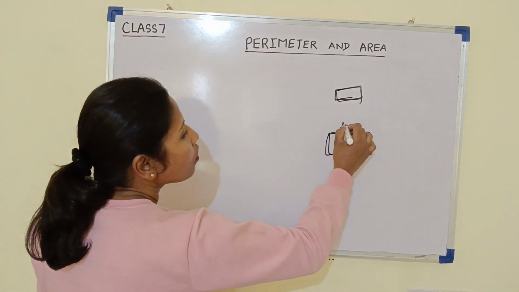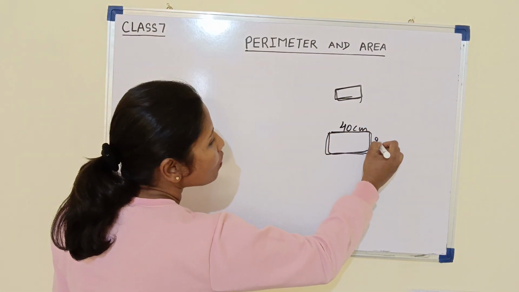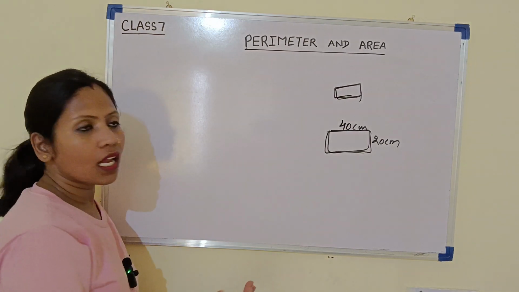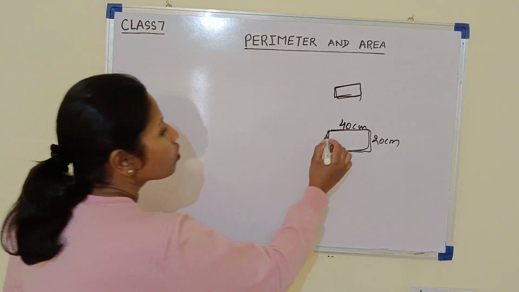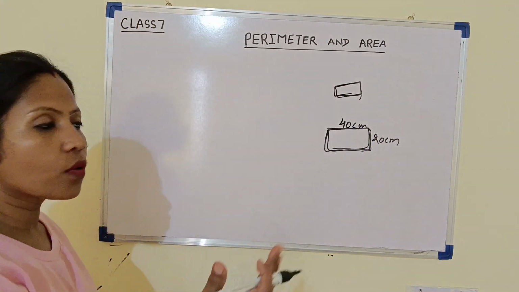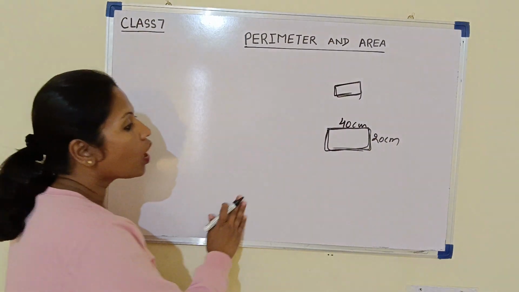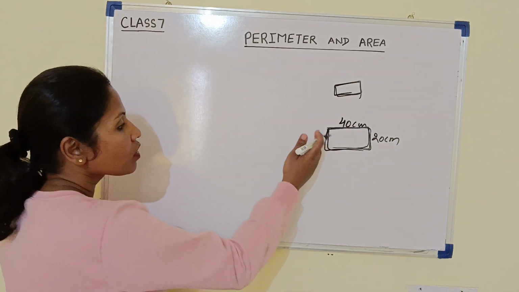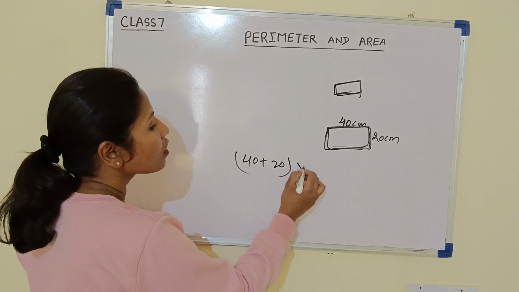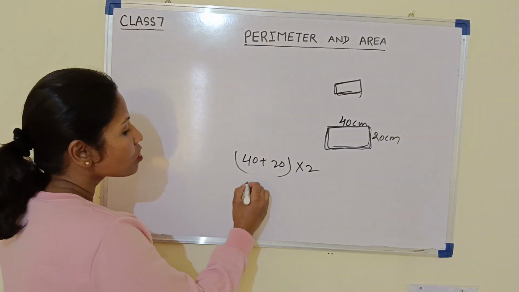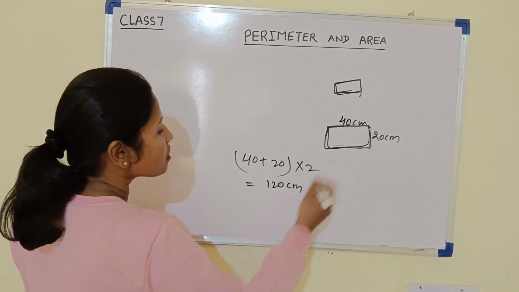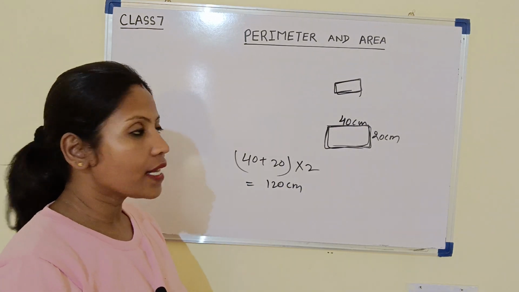Suppose this is 40 centimeter and this is 20 centimeter, and this is the rectangle. And you need a length of wire to fence this. So how long a wire will you buy? What you will find here is the perimeter. So the whole length will be 120 centimeter.